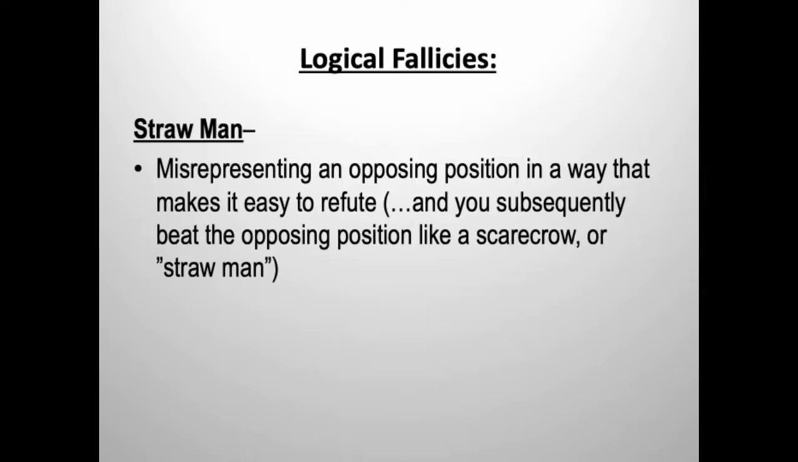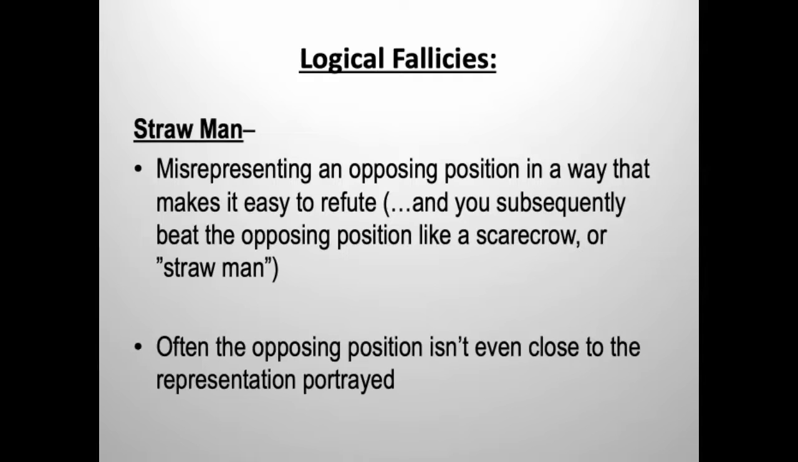I used to hear this argument all the time, like, "Oh, you're using the straw man argument." I had at the time no idea where that idea of a straw man came from. So that's why they call it the straw man. You're just setting this thing up so that you can beat the crap out of it. Usually the opposing position isn't even close to the representation portrayed, although I have seen Oregon State fans drink toilet water.